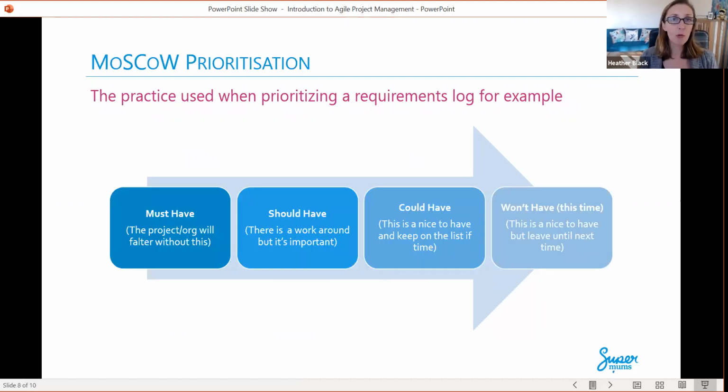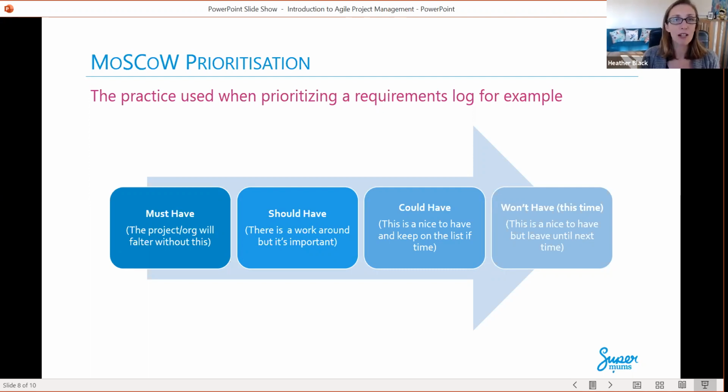So what is the tool that we use for prioritization? Well, the one that is commonly used in this methodology is the Moscow prioritization method. And I love this, and I use it in my life as well now also. But the principle of Moscow prioritization is that the must-haves, those things that must get delivered as part of a project, are based on the idea that this project or organization will falter if we do not do this.